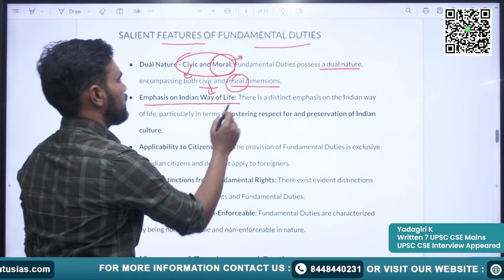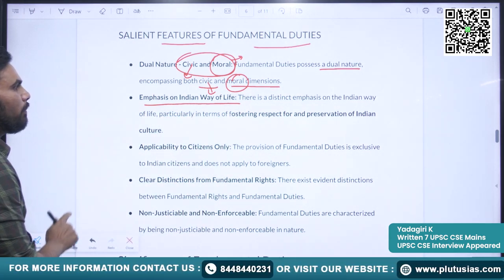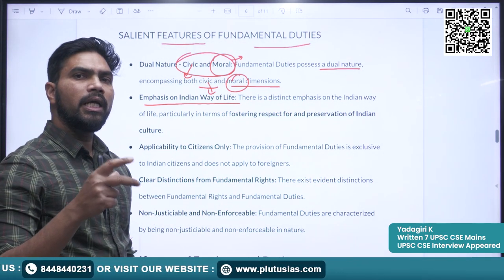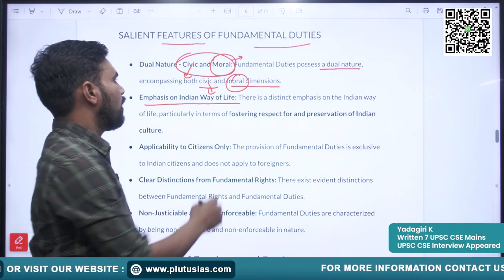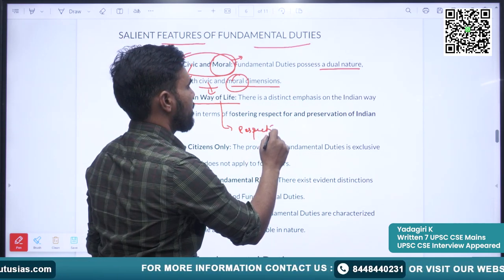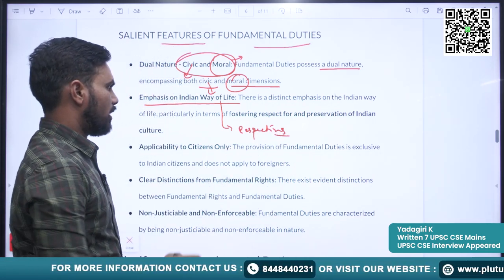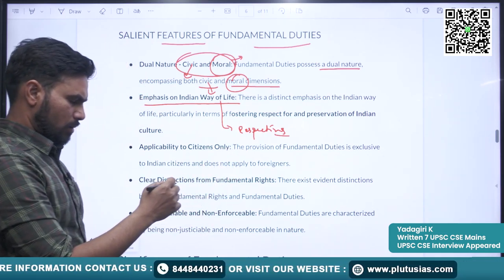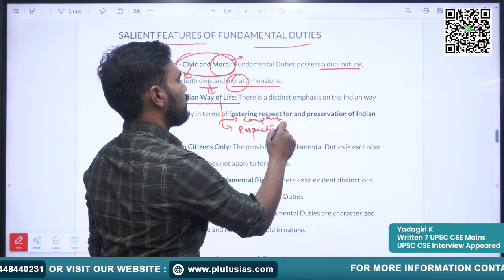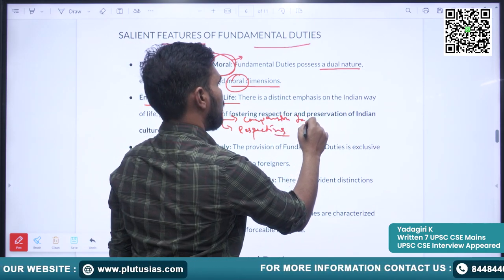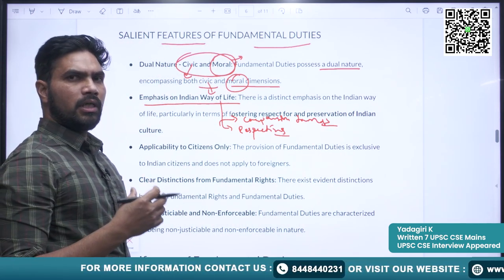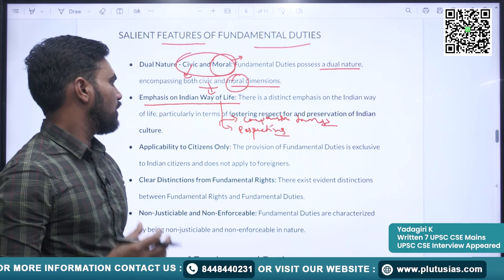Next one is that it emphasizes the Indian way of life. So many fundamental duties that are mentioned basically show the Indian way of life. For example, respecting women. Another one is compassion towards animals. So basically many duties that are mentioned reflect the Indian way of life.